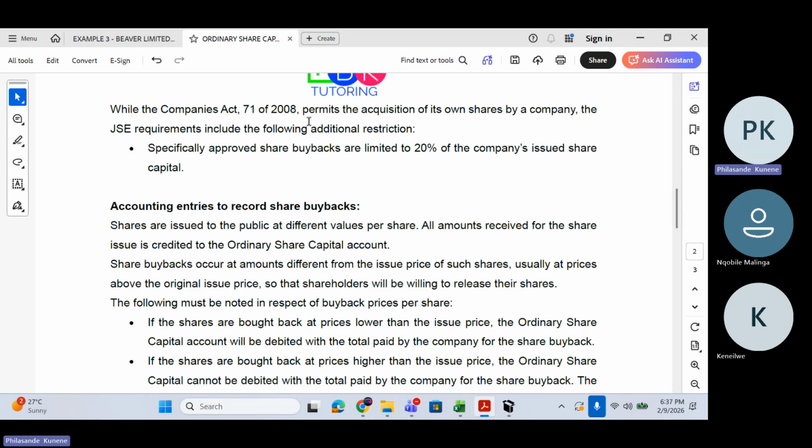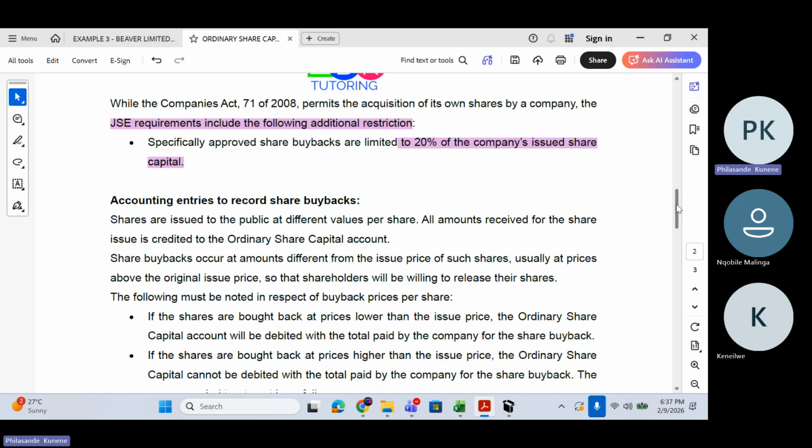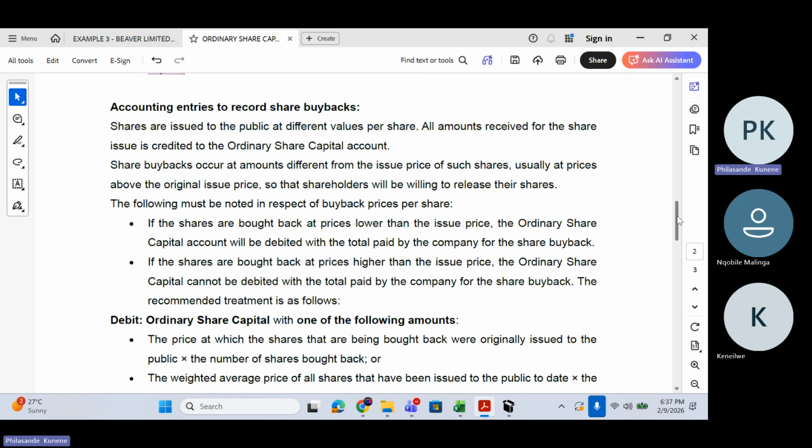While Companies Act 71 permits the acquisition of its own shares by a company, the JSE requirements include the following additional restriction. Specifically, approved share buybacks are limited to 20% of the company's issued share capital, which means you cannot buy back all the shares that you have issued. You can only buy back 20% of the shares that we have issued. That is the JSE requirement. But these things are not that important for us at the moment.